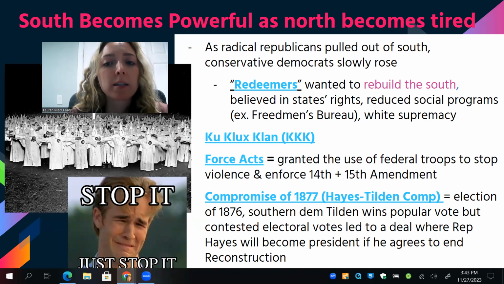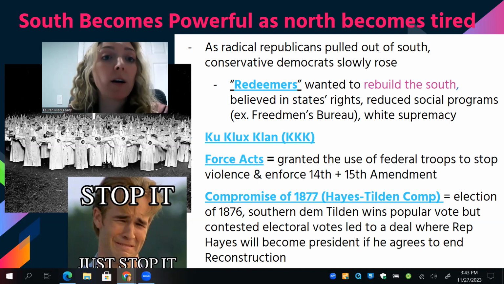The Force Acts is kind of the last stand of the radical Republicans, where they pass the Force Acts, which allows the government to use federal force to enforce the 14th and 15th Amendments in the South. But again, as the radical Republicans are getting distracted, they don't really follow up on it. And so everyone's just tired. Everyone's tired or has a new agenda other than Reconstruction or helping the former slaves or whatever it is.